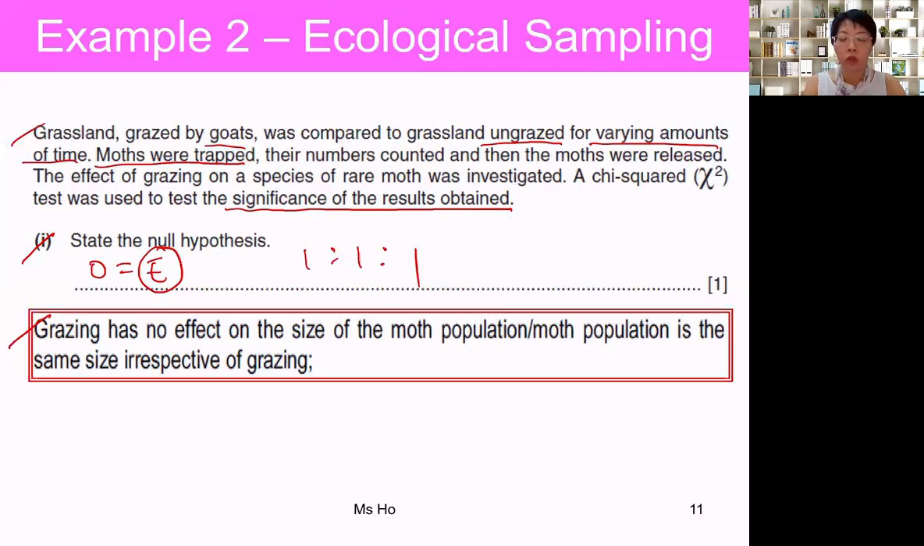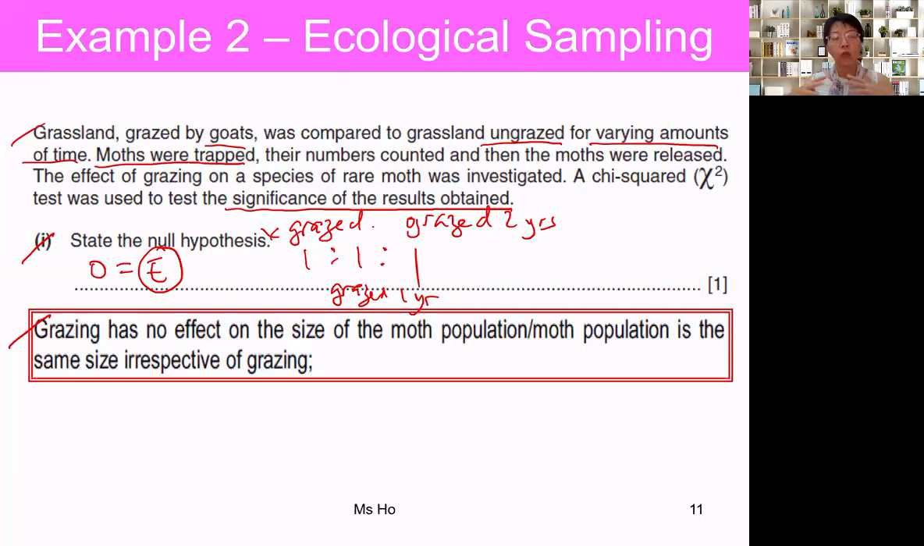What they're trying to show is whether category number 1 is not grazed, category number 2 maybe is grazed for 1 year, category number 3 is grazed for, let's say, 2 years. So you've got 3 categories. Whether grazed or not grazed will not affect the moth population. So this is always your E. Your ratio is always 1:1:1.